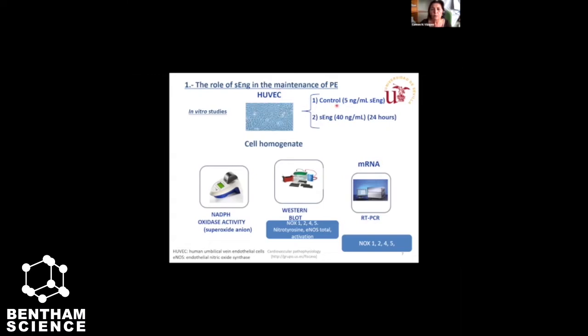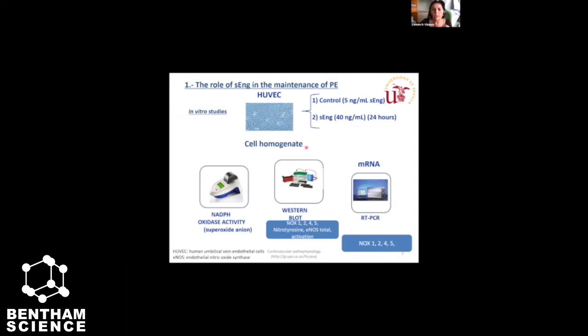In the first group, control cells were incubated with 5 nanograms per milliliter of soluble endoglin, because this is the normal amount of soluble endoglin in normal pregnancy. The second group was incubated with 40 nanograms per milliliter of soluble endoglin, because this is the amount of soluble endoglin in preeclamptic women. These cells were incubated for 24 hours.